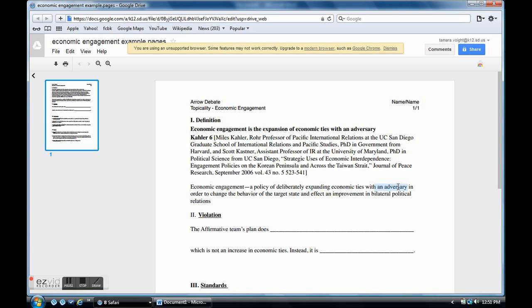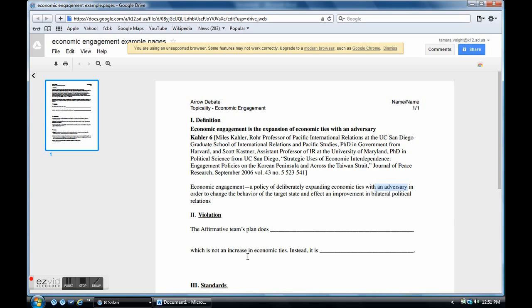Another example would be taking Cuba off the terror watch list. You would say that the violation is that the affirmative's plan takes Cuba off the watch list, which is not increasing economic ties. Instead, it is a foreign policy move to improve relations.